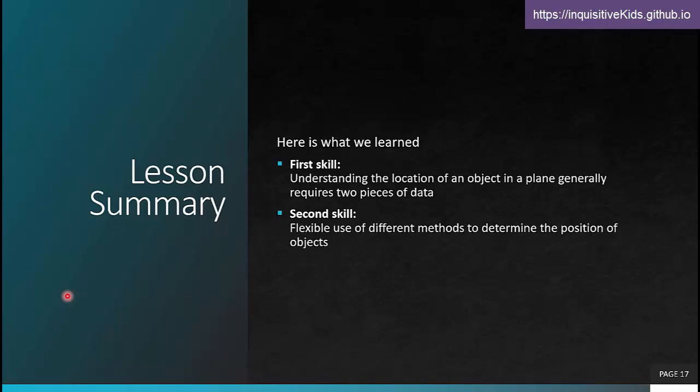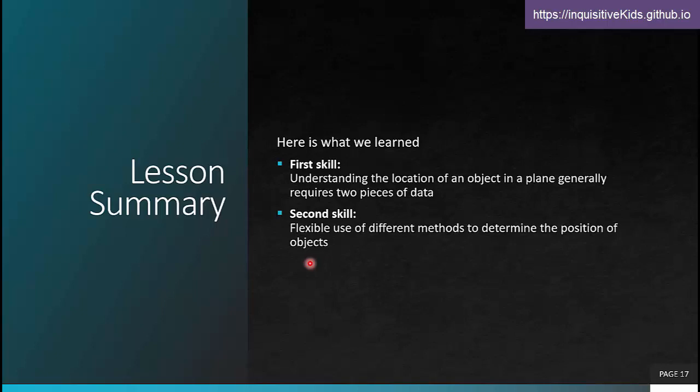Our first skill that we learned is to understand the location of an object in a plane that generally requires 2 pieces of data. So 2 parameters are used and needed to determine the position of one point in a 2D plane. So we did that with multiple different examples. We have the grid method, and that will develop into something more official as we move on in these lessons. And for the orientation method, right, we need the degree and we need the distance.